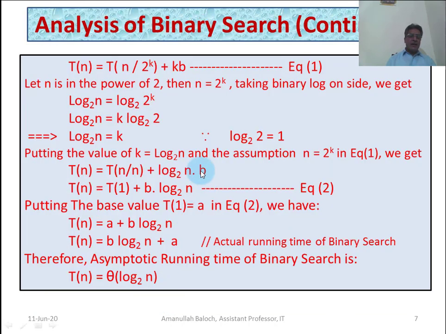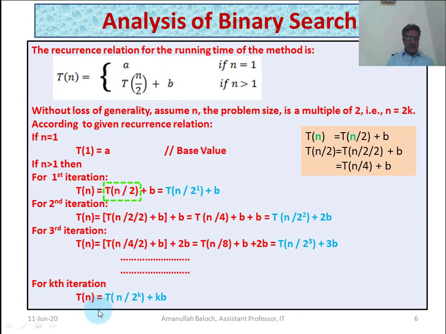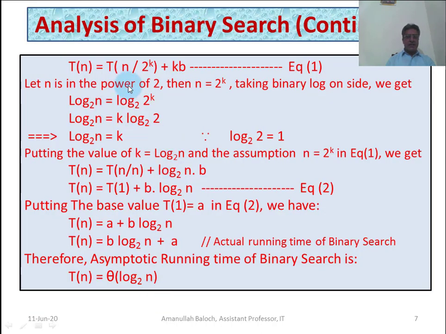Here we brought forward the last kth iteration result to this slide. T of n is equal to T of n divided by 2 to the power k plus kb. We call it equation 1.